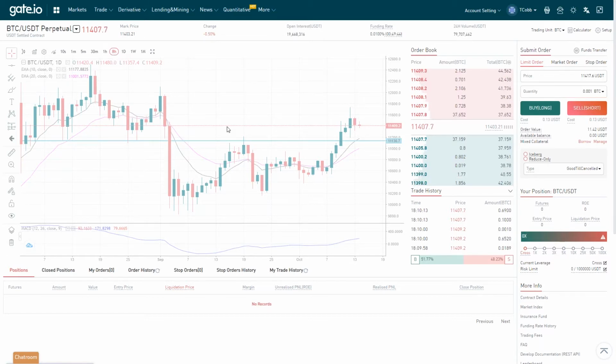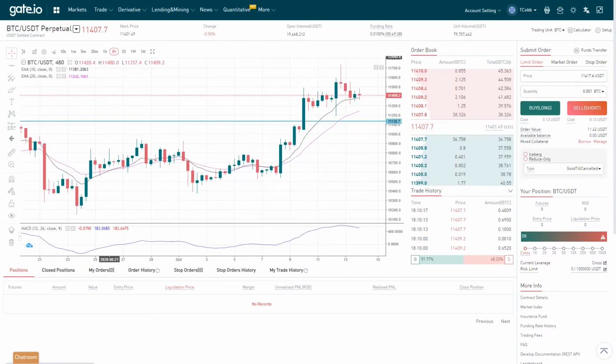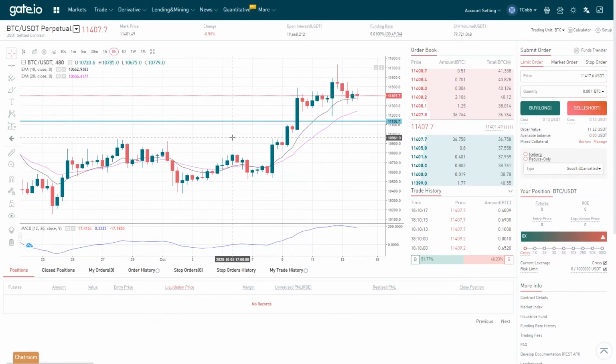Now, I'm not quite sure why it takes so long to change between charts. It must be my end because I know Gate is a fairly fast platform, although I do have a quick internet connection. When I look at the 8, what I see is not exactly what I want. And this is the thing with trading. You've got to make decisions.